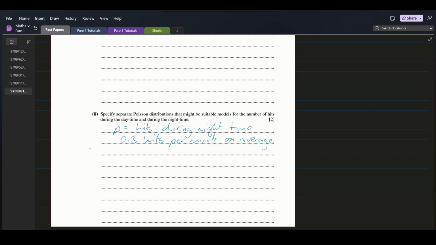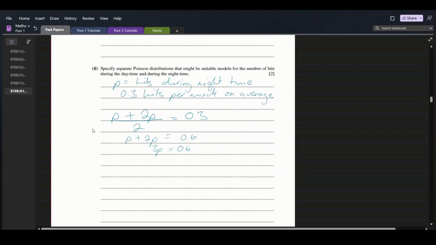Then we're told that hits during the daytime are twice the hits during the nighttime. Since we have defined the hits during the nighttime as P, the daytime hits would be 2P, and the average of P plus 2P would be equal to 0.3. Let's multiply both sides by 2 to get rid of the denominator. That's P plus 2P is equal to 0.6, so 3P is equal to 0.6. So P is equal to 0.6 over 3, that's 0.2.